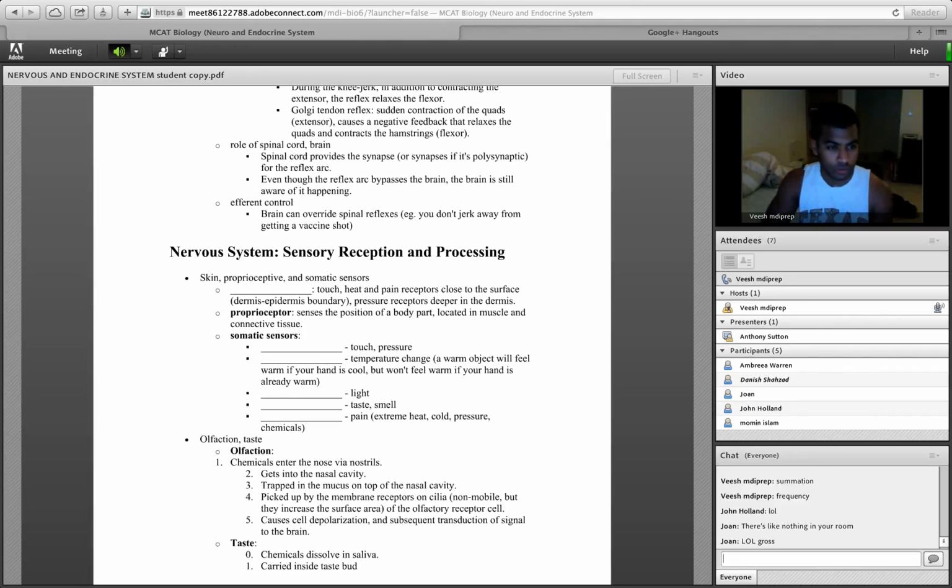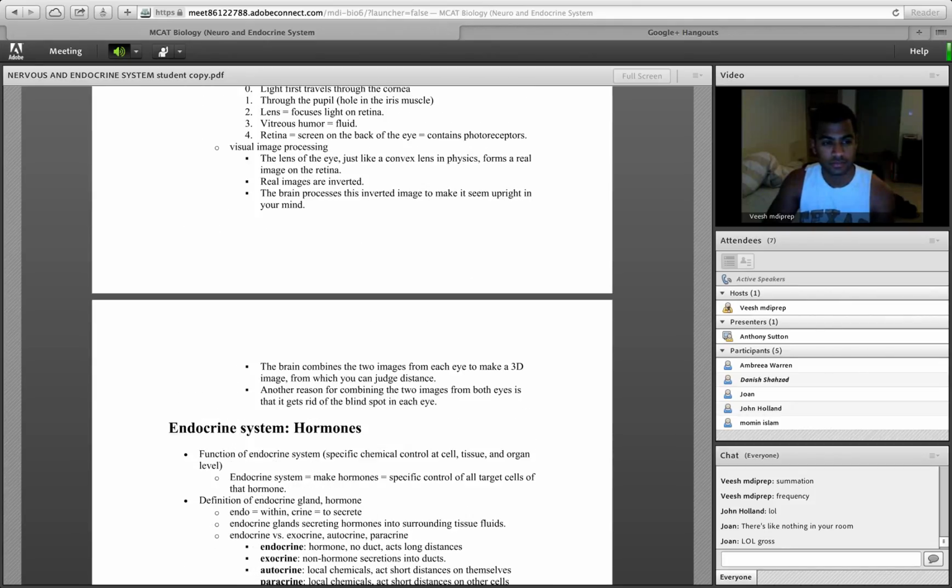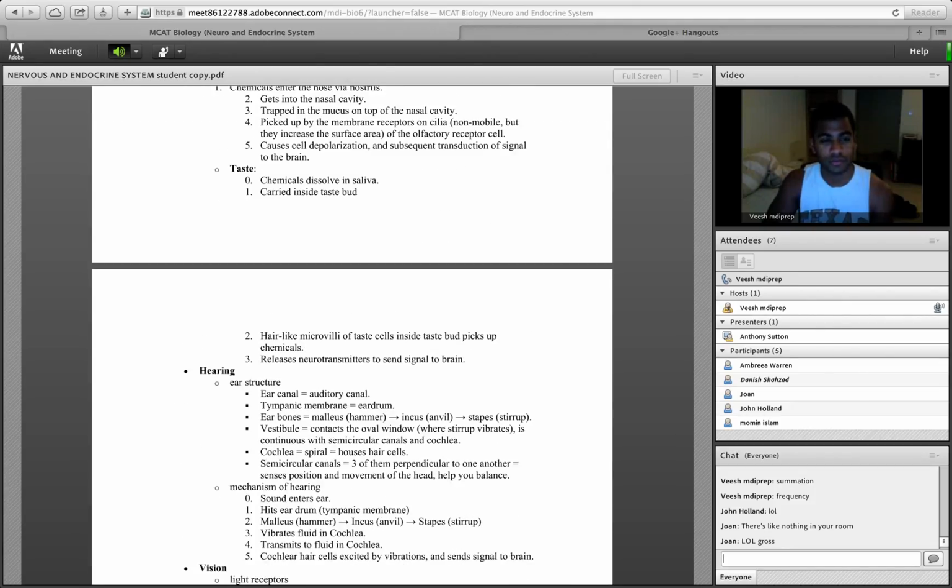Wow, we're getting through this really quick. I don't think there's that much left. Yeah, there's only a little bit over a page left.